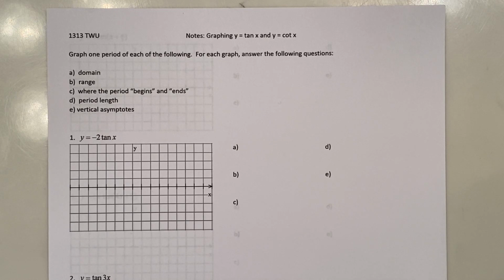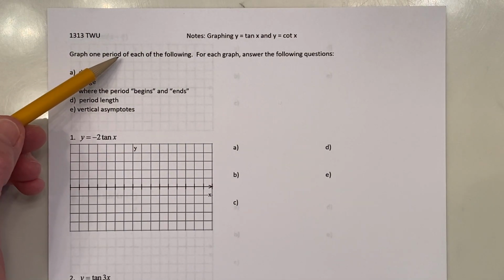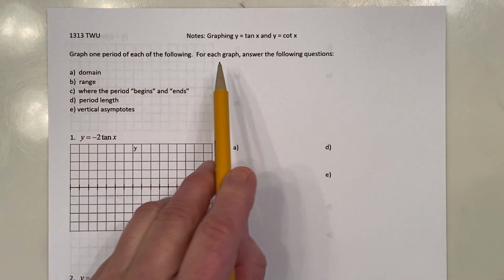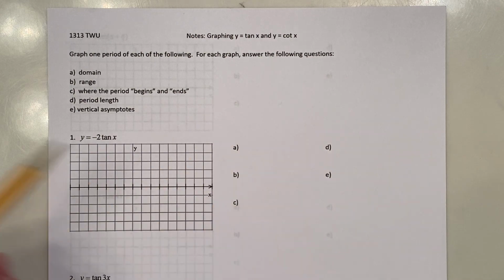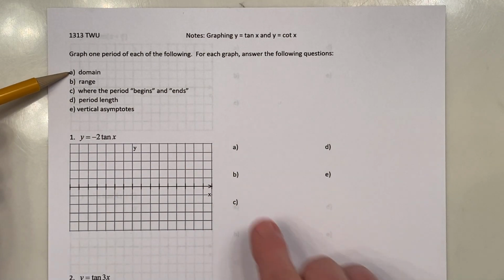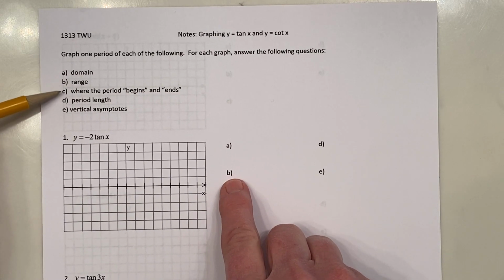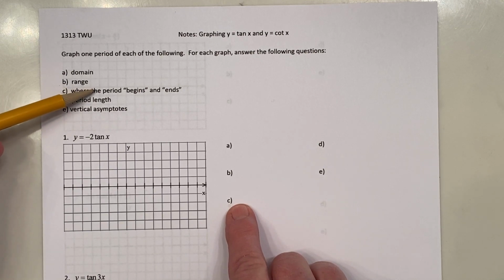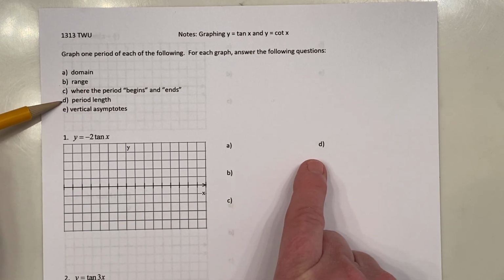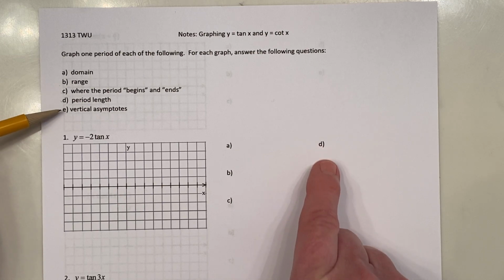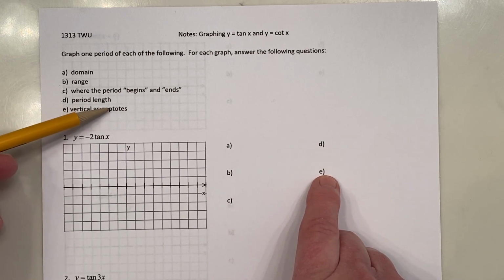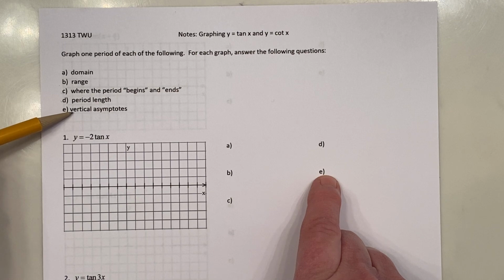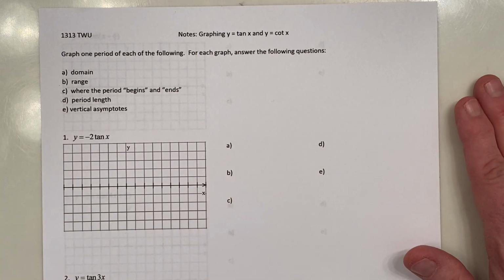In this lesson, we're going to be graphing tangent functions. We're going to graph one period of each of the following, and for each graph, we're going to answer the following questions. We're going to state the domain, give the range. We're also going to state where the period begins and ends. That's with the x values. We're also going to be talking about the length of the period, and we're going to come up with an equation that represents all the vertical asymptotes for these tangent functions.